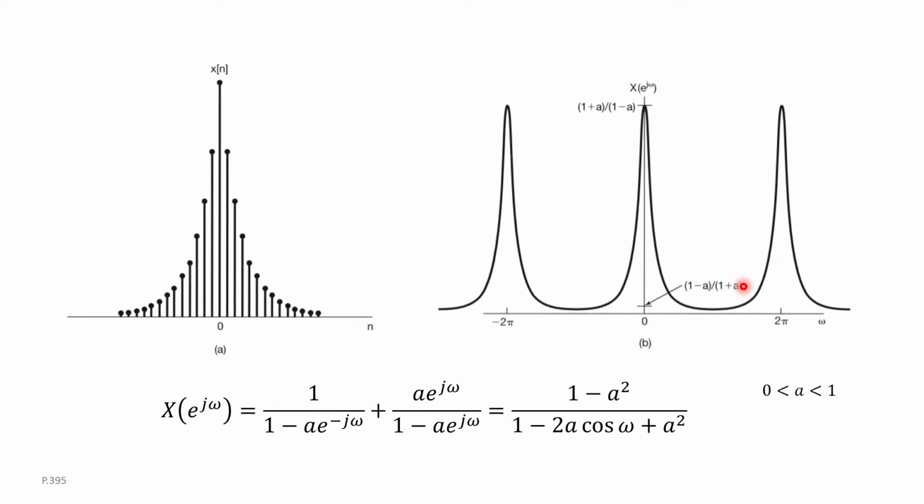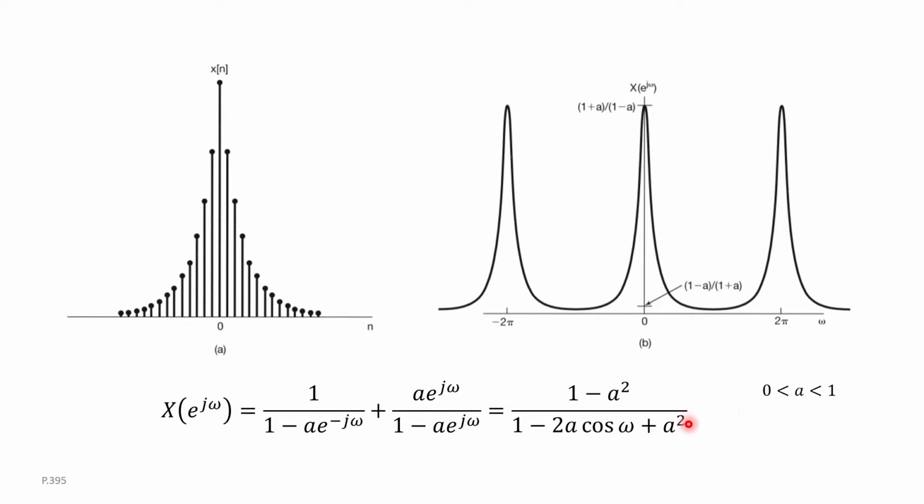So you look at this, and we can check some point. For omega equal to 0, cosine omega equal to 1. So it's 1 minus a squared over 1 minus a, parentheses squared. So actually 1 plus a over 1 minus a. Any question?